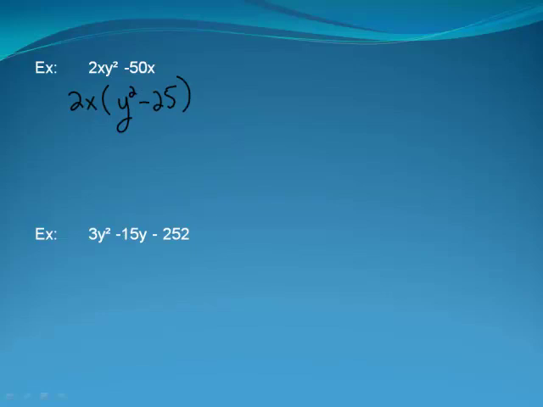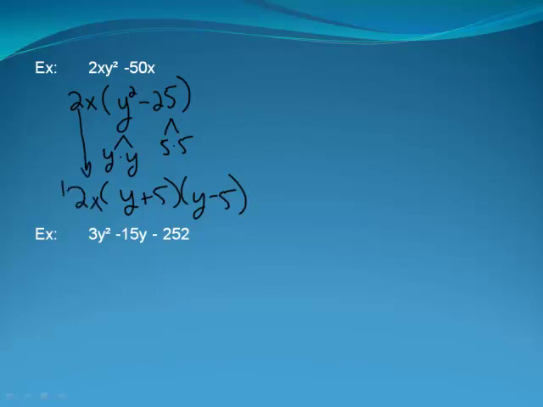Now look in your group and see if there's something further you can do. There are 2 terms in that group, followed by subtraction. 2 terms with subtraction may be difference of 2 squares, and in this case it is. Note that the y squared minus 25 will factor out to give you y plus 5, y minus 5, and then don't forget the greatest common factor that you factored out in the first step. That is your final answer.